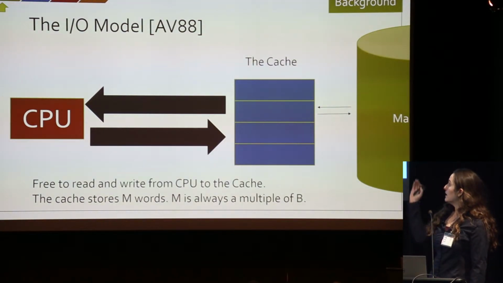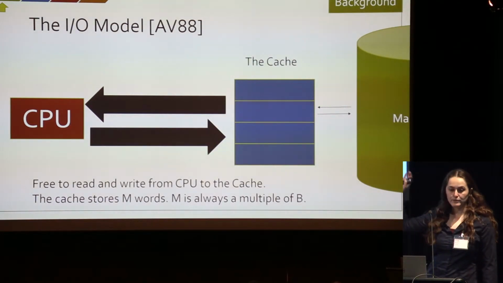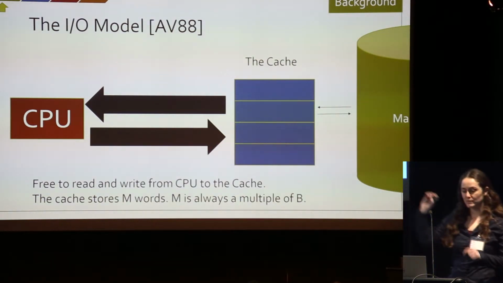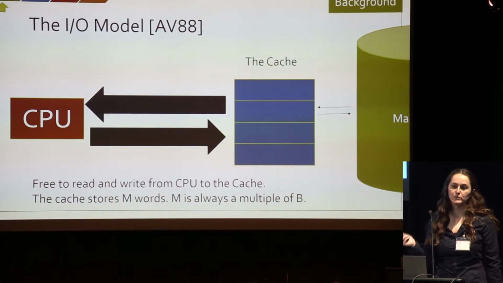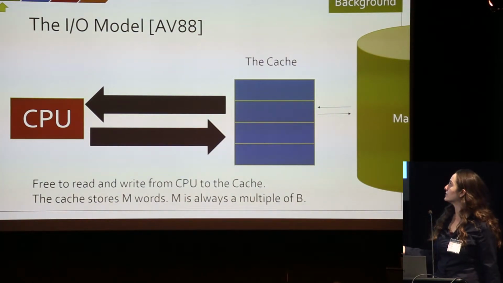So note that the number of words in the cache is M. So it's not the number of cache lines, but the number of words. The number of words in the cache is always going to be a multiple of B, so we have a nice integer number of cache lines in there.